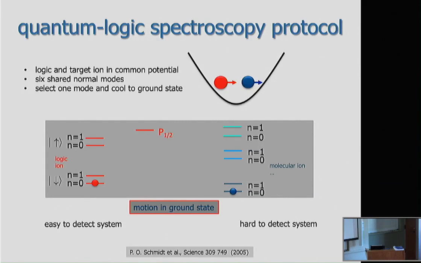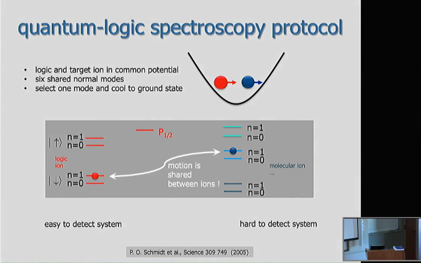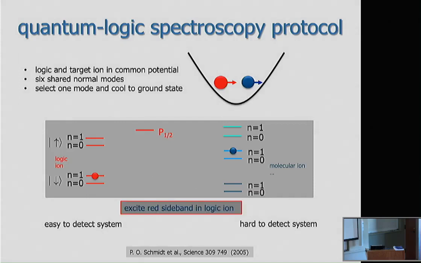Now I can try to excite this molecular ion, and I do this not just exciting the internal degree of freedom of the molecular ion, I also try to do this on a blue sideband. So I go from n equals 0 to n equals 1. And the decisive thing here is that when I do this, when this transition happens, because this is a shared degree of freedom, the logic ion, the normal mode of these 2 together, is in n equals 1. So it's shared, and they both make this transition. And that now means that when I excite the red sideband here, the logic ion can make this transition.